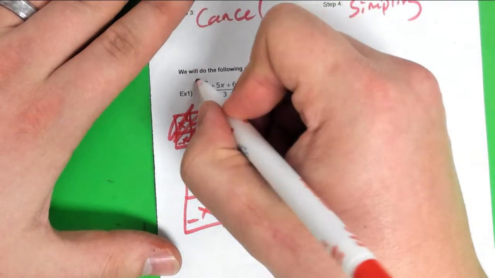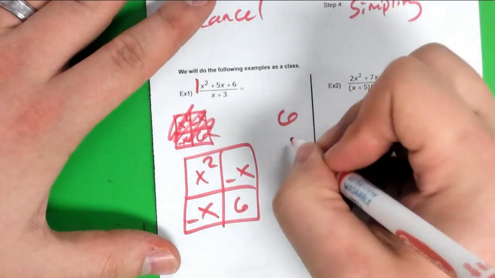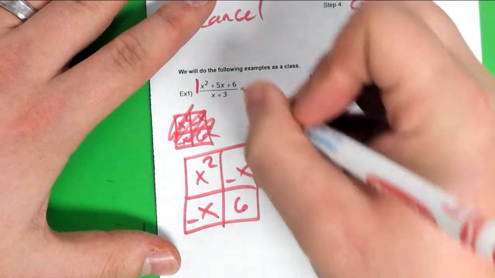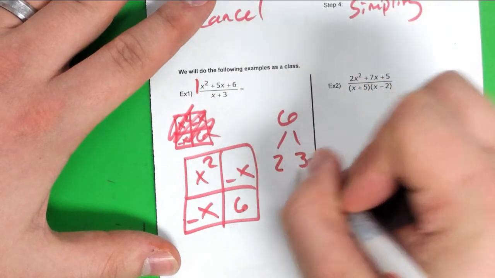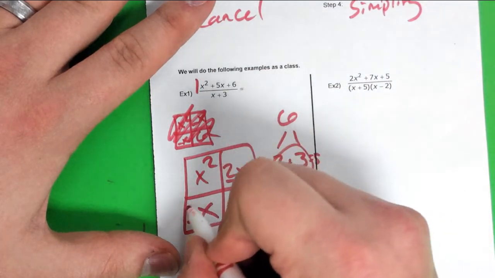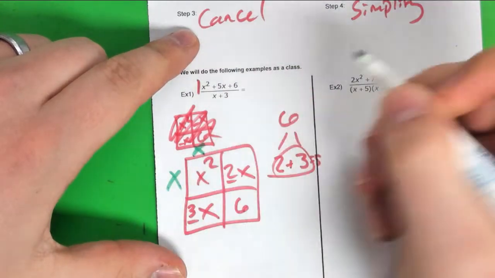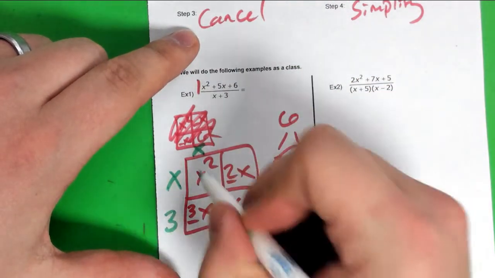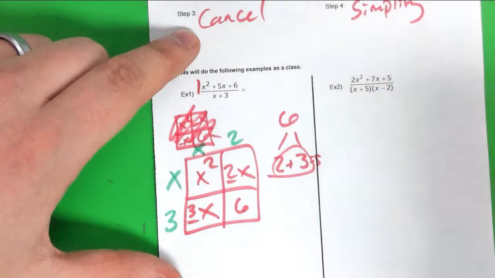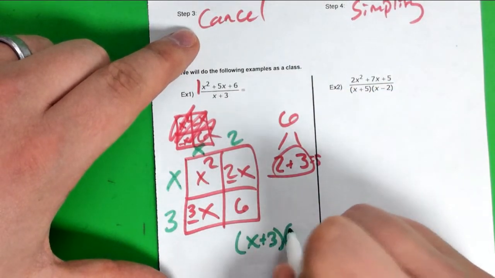Now, 1 times 6 is 6. That's my A times C. I need to figure out what factors of 6 add up to 5. Well, 2 and 3 will do that. So I can put 2 and 3, just like that. Let's use a different color to make this really clear. X times x makes x squared, x times 3 makes 3x, x times 2 makes 2x. So my factors for the top are x plus 3 and x plus 2.